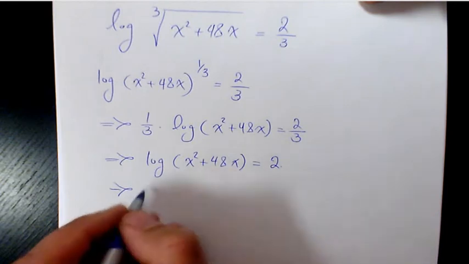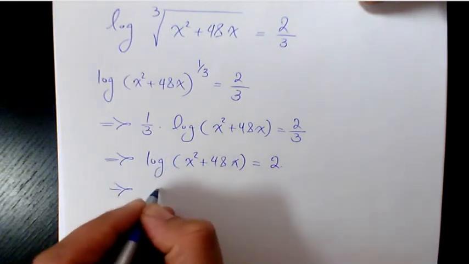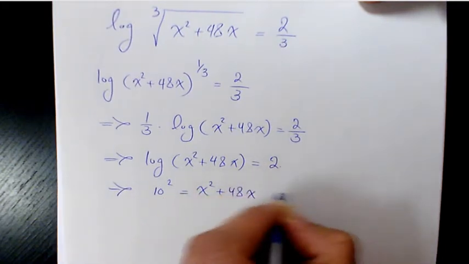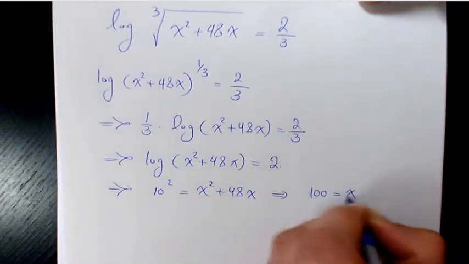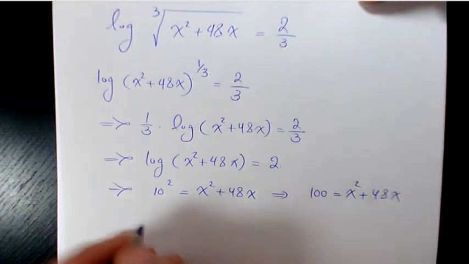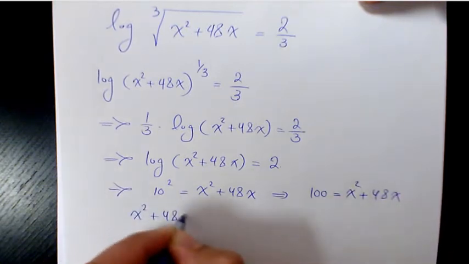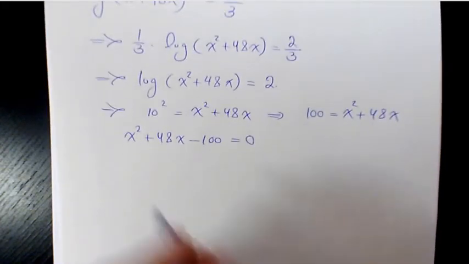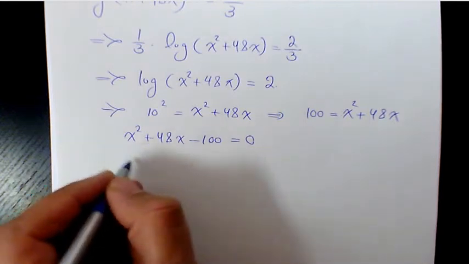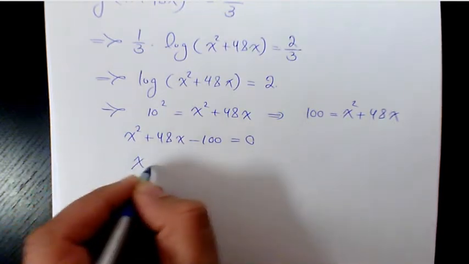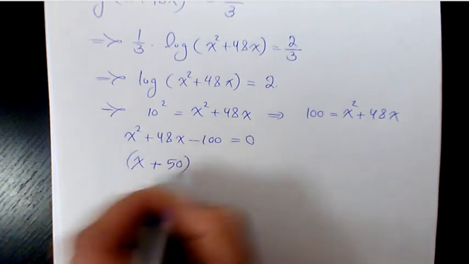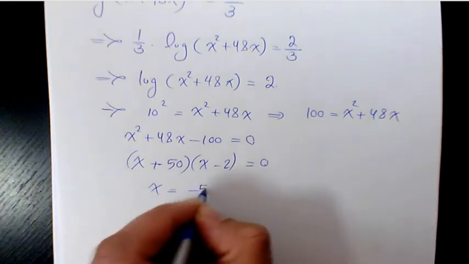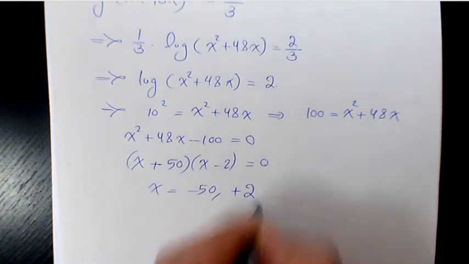When we convert it from logarithm to exponential, it's going to be 10 to the power of 2 has to be equal to x squared + 48x. Therefore, 100 = x squared + 48x. So x squared + 48x - 100 = 0. When you factor it, we have (x + 50)(x - 2) = 0. So we have x = -50 or positive 2.